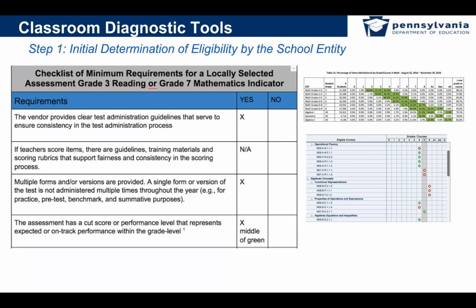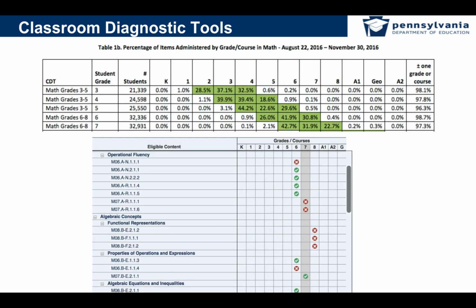Are there multiple forms and or versions provided? Absolutely. That's the computer adaptive test. Does the assessment have a cut score performance level that represents expected or on track performance within the grade level? Yes, the CDT does. It's the middle of the green. So this chart shows how the CDT does align and test what is expected to test.